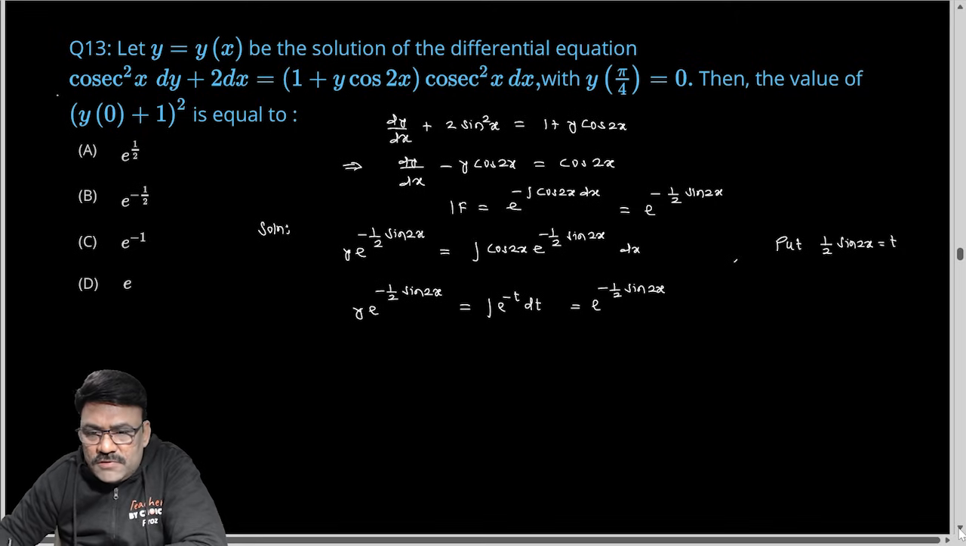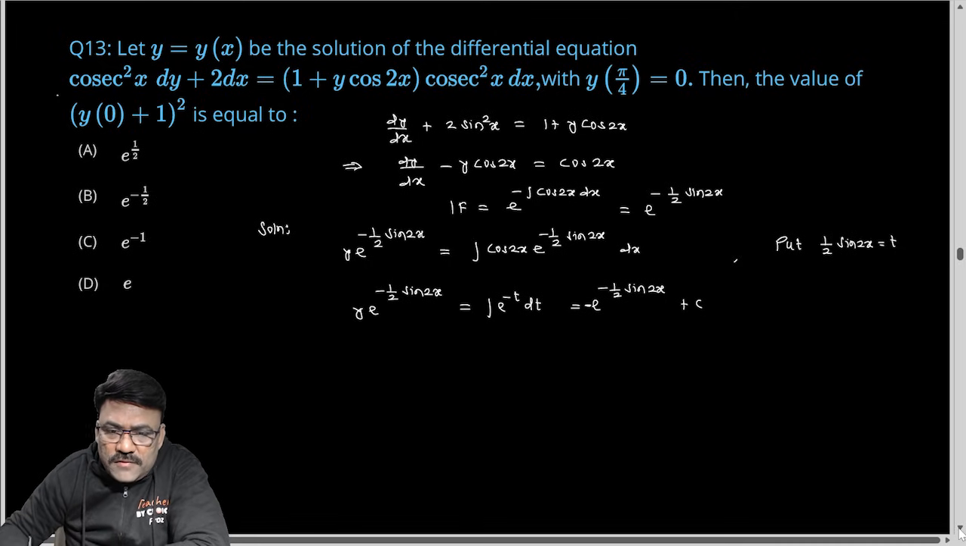Integration of e raised to minus t is minus e raised to minus t plus c. Now if I divide the whole equation by e raised to minus half sine 2x, I'm getting y is equal to c times e raised to half sine 2x minus 1.